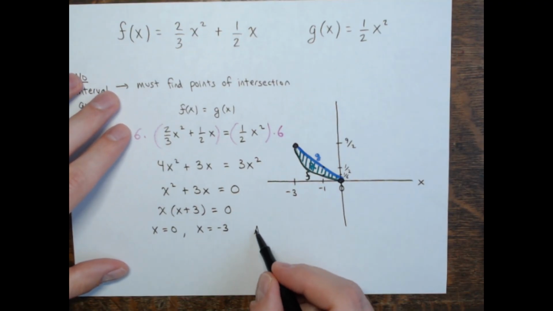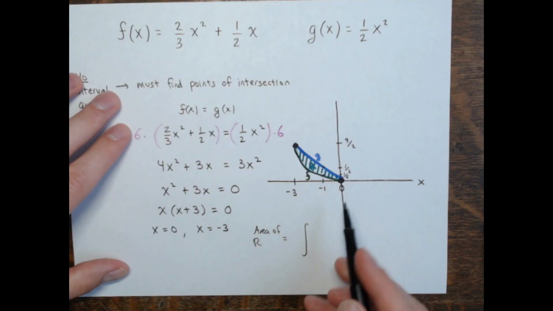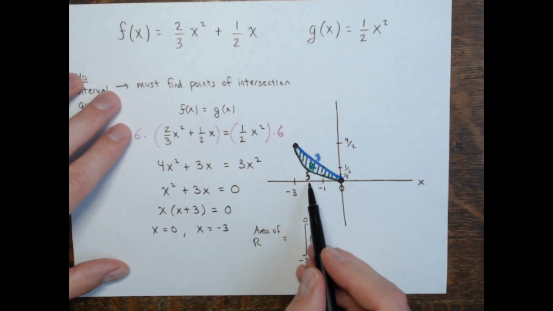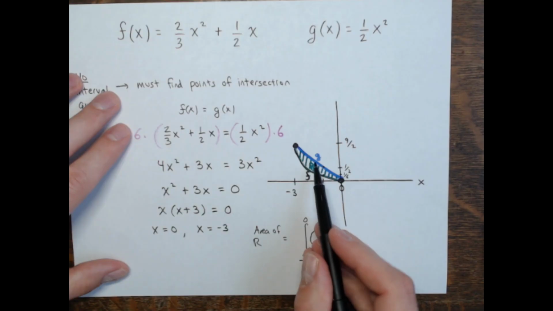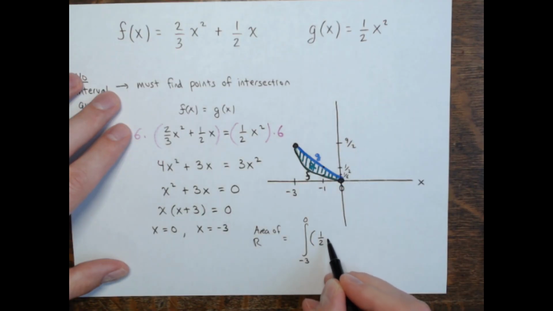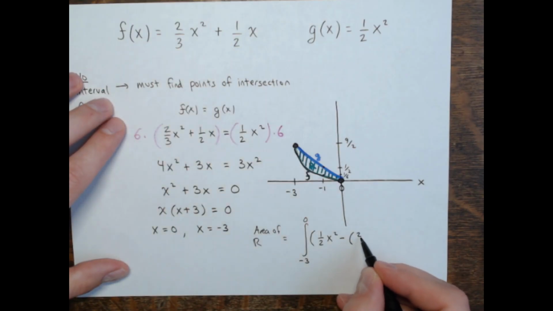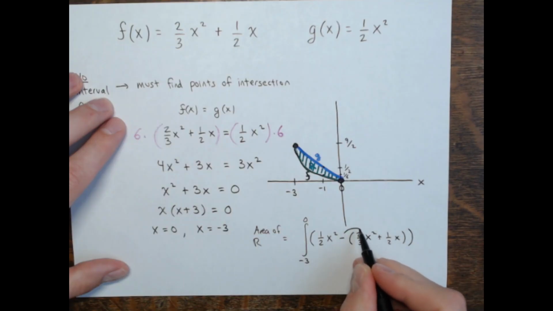So again, the area of this region is going to be the integral, going from -3 to 0. It's the y to the top. Pick an x value in here. The y to the top is half x squared, minus, and then the y coordinate to the bottom curve is the f value, 2/3 x squared plus half x. But you're subtracting all that, right? So I'm going to distribute the negative once again.